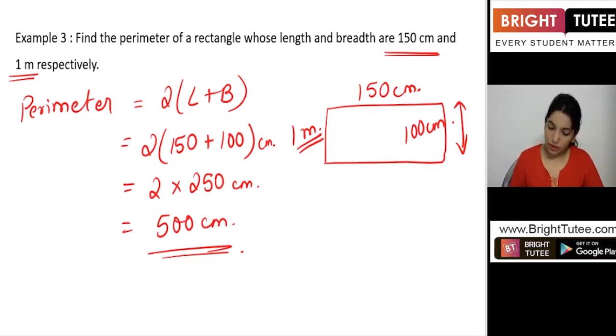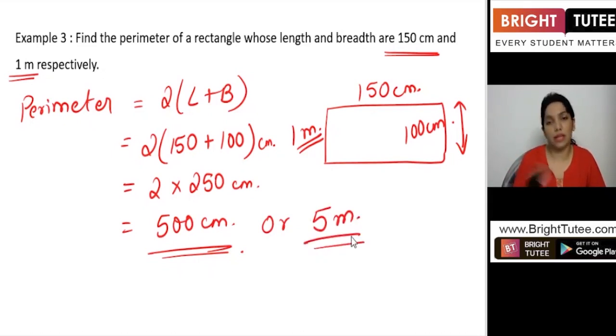Now we will move ahead. And yes, of course, if you want, you can write down this answer in meters as well. So it could be either 500 centimeters or you can just write it as 5 meters. Both ways the answer is correct.